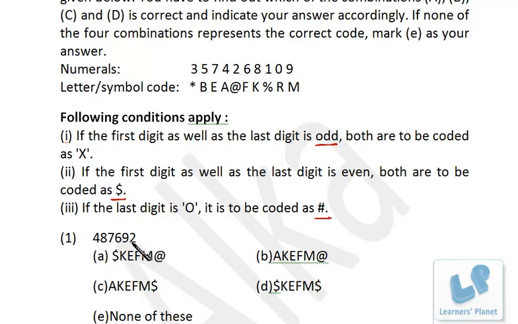487692. The first and last digits are both even, so both should be coded as $. So we have a single option for that. But since none of these is already available over here, we have to be careful about the remaining digits as well, right? So 8 should be K, okay. Then 7 should be E, okay. Then 6 should be F, okay. And then 9 should be M, so that's okay. So this is clear, okay.